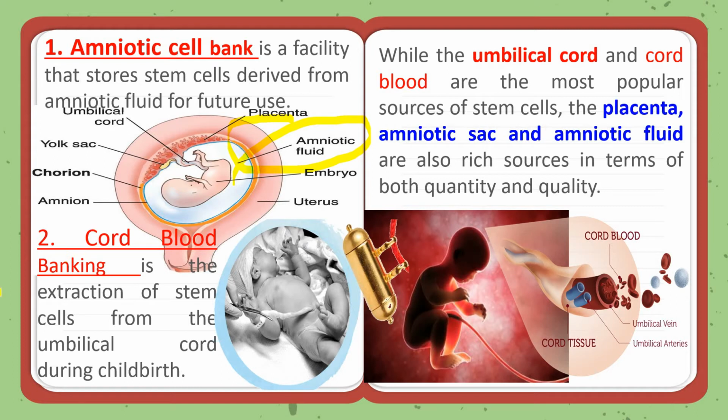It is the extraction of stem cells from the umbilical cord during childbirth. Cord blood is nothing but the blood present inside the umbilical cord. See here, you can observe the cord blood is one of the most popular sources of stem cells. The placenta, amniotic sac and amniotic fluid are also rich sources in terms of both quantity and quality of stem cells. In all these we can store the stem cells.